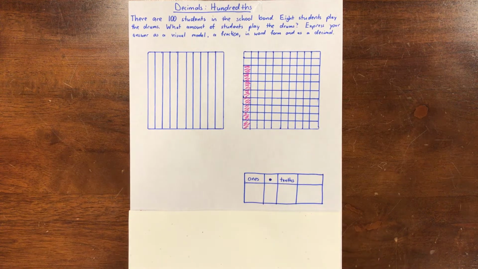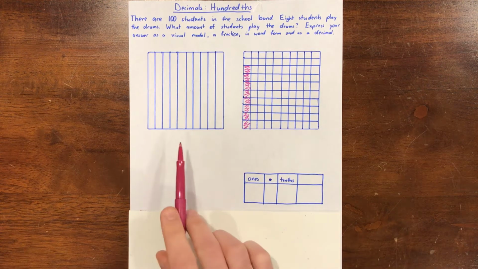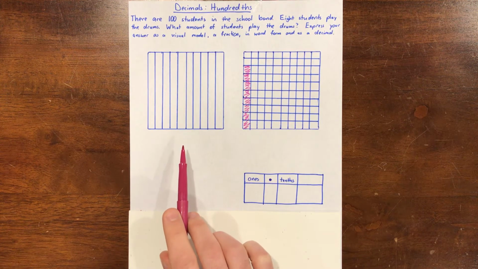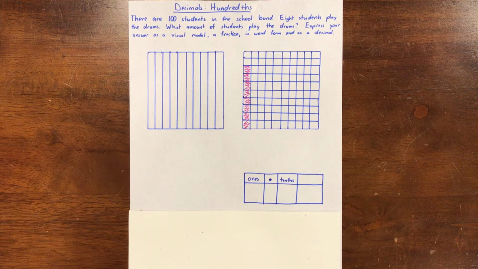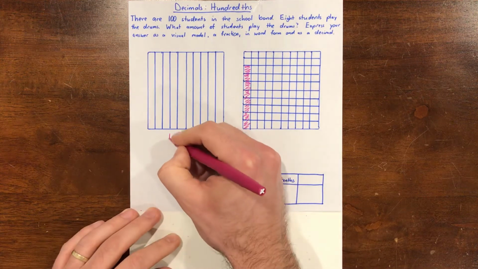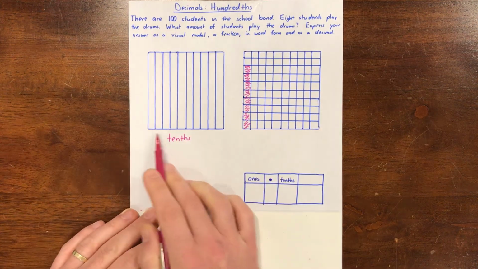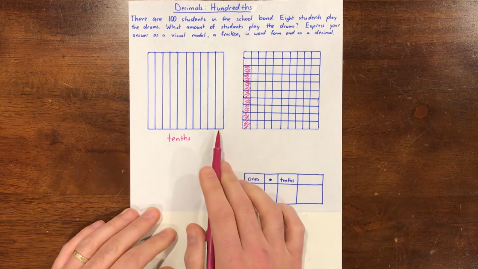So what do we call each of the parts in this model? We learned about it yesterday. Say it out loud and explain why. Go ahead. Yeah, we call them tenths because there are 10 equal parts in one whole.